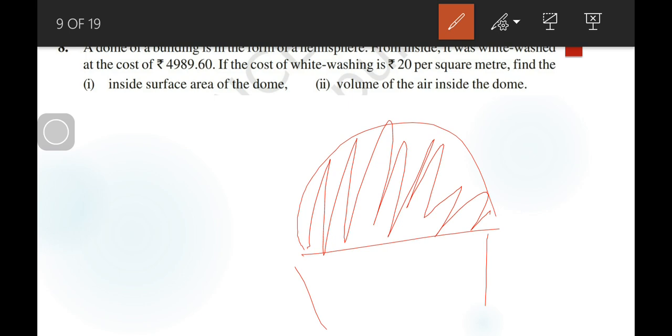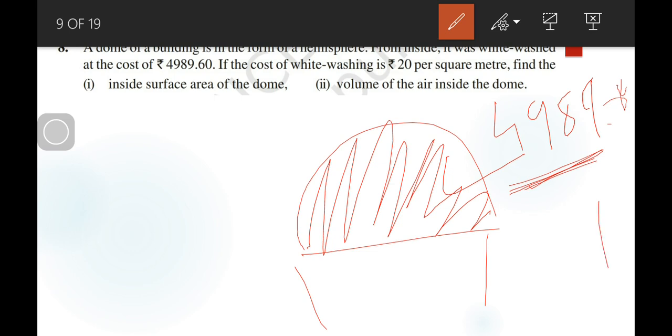Now the total cost is 4,989.60. It is the total cost of whitewashing the curved surface area of the hemisphere, which is based on the total curved surface area of the given hemispherical dome.